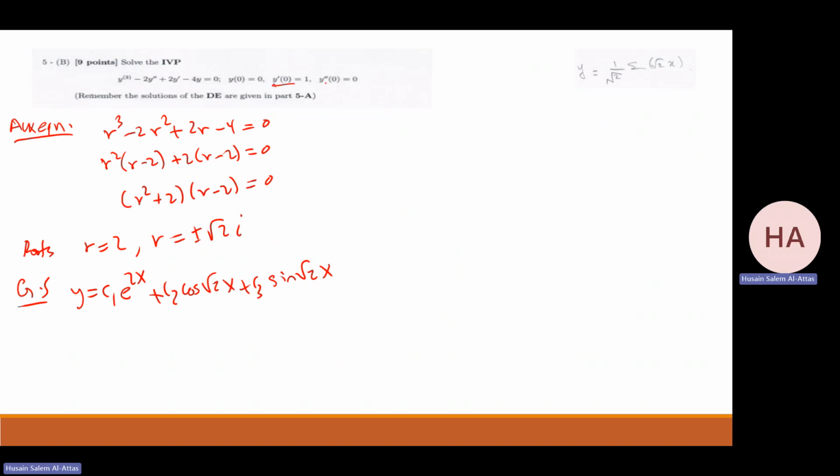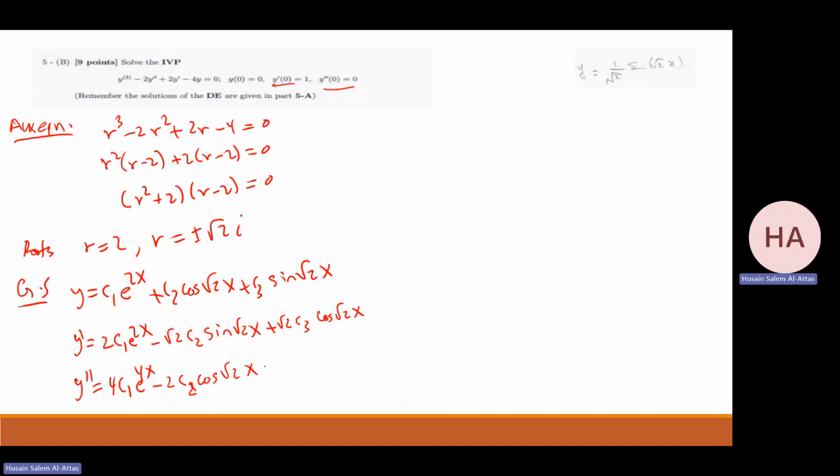Okay, I need y prime and y double prime. So y prime is c1 e to x, minus square root of 2 c2 sine square root of 2x, plus square root of 2 c3 cosine root 2x. What is y double prime? That will be c1 e to x, then minus 2 c2 cosine square root of 2x, and minus 2 c3 sine square root of 2x.